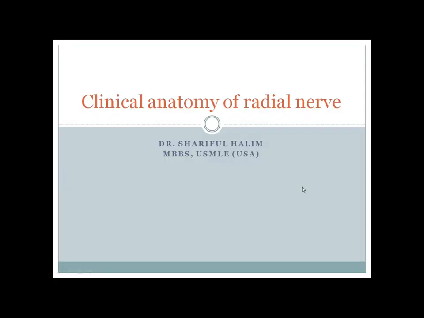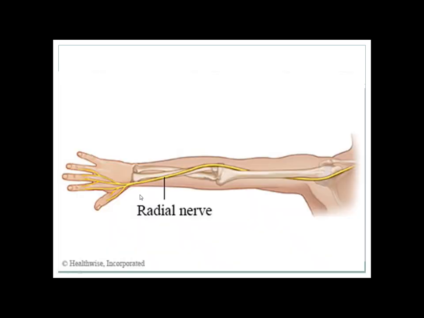Hello, welcome. Today we'll be discussing the clinical anatomy of the radial nerve. The radial nerve is one of the important nerves of the upper limb, alongside the median nerve and the ulnar nerve. Here you can see the gross course of the radial nerve.